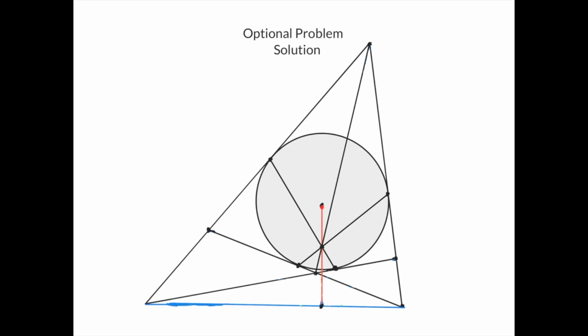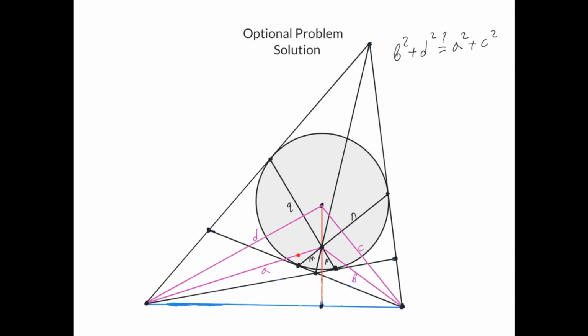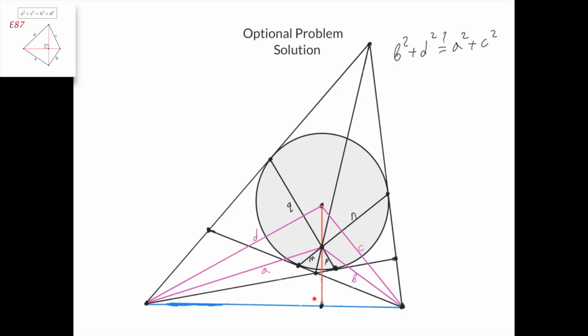Now we need to prove that the line defined by the center of the circle and the intersection point of this line and this line is perpendicular to this blue line. Now let's call this distance A and this distance B, and let's call this distance C and this distance D. We need to prove that this angle is 90 degrees, and so this is equivalent to proving that B squared plus D squared equals A squared plus C squared.